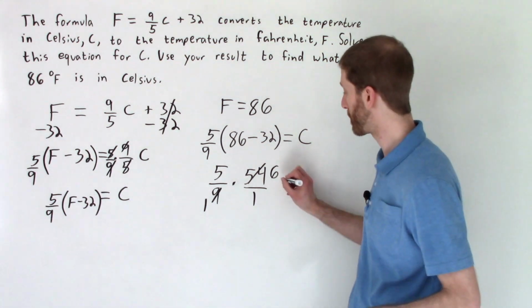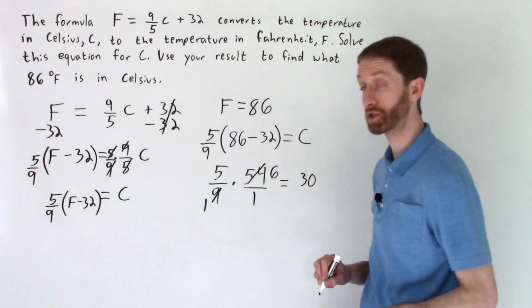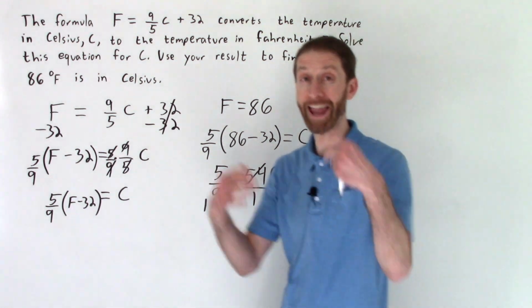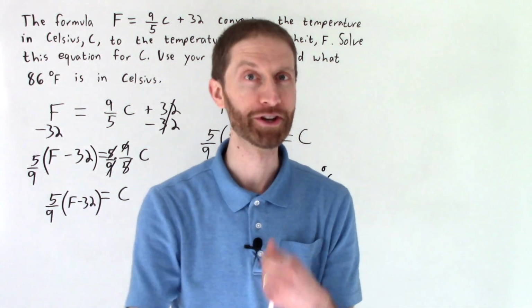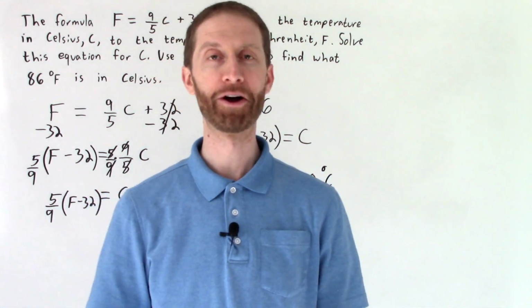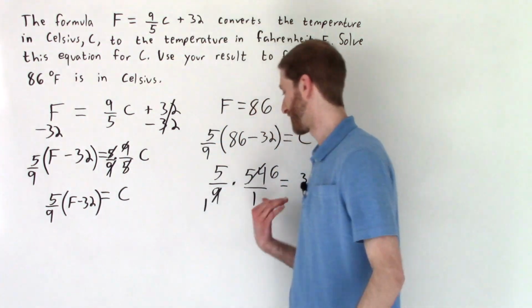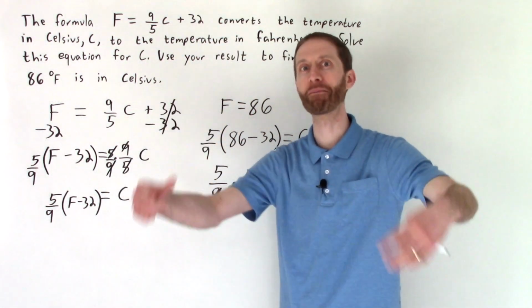5 times 6 is 30 over 1, so it's just 30. So C is equal to 30 degrees Celsius. What that means is 86 degrees Fahrenheit is 30 degrees Celsius. Sorry, I said that wrong. I got so excited I confused my units.